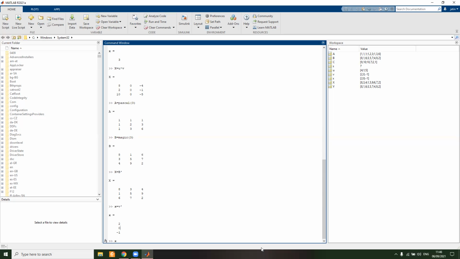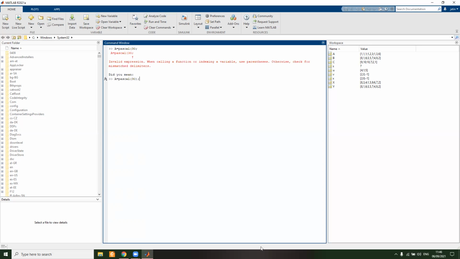We are using magic numbers and Pascal matrices. So we discuss here in this format. For example, suppose we need to clear the screen with clc. I'm writing A is equal to pascal(3), like this one.